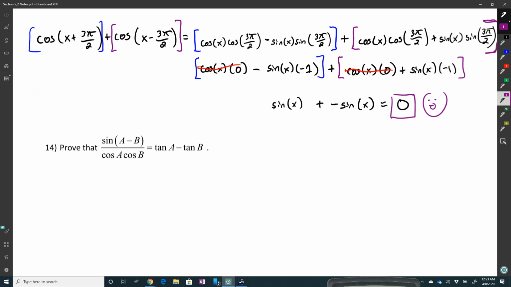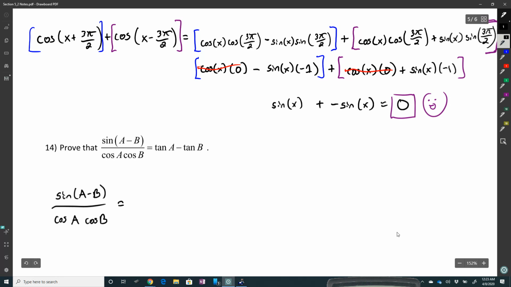Prove that sine of a minus b over cosine a cosine b is the same as tangent a minus tangent b. So I'm going to work with the more complicated side first. So sine of a minus b, over cosine of a, cosine of b.